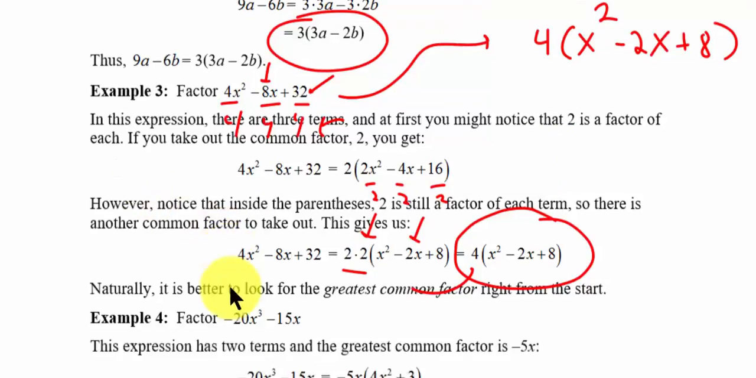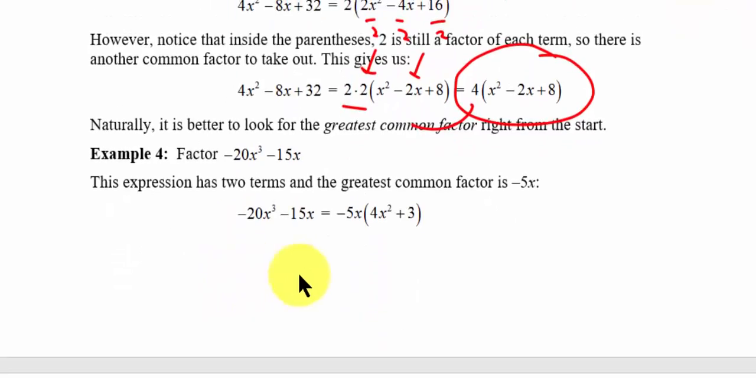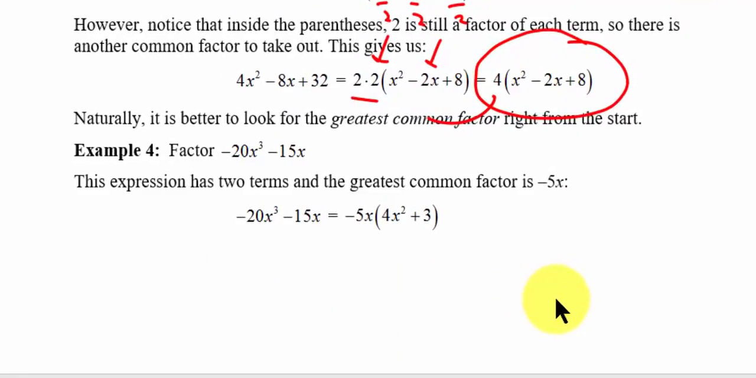All right. If I look at number 4, or their example 4, okay, it says we have negative 20x cubed minus 15x. In fact, I think I want to tackle this in the next video. So I'm going to stop here, and in the next video, we'll tackle example 4.